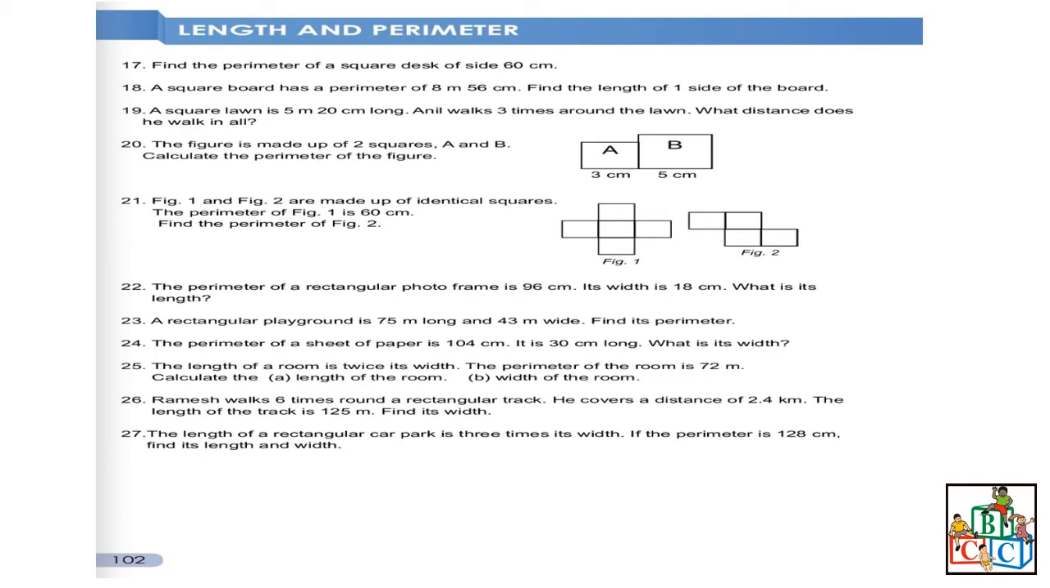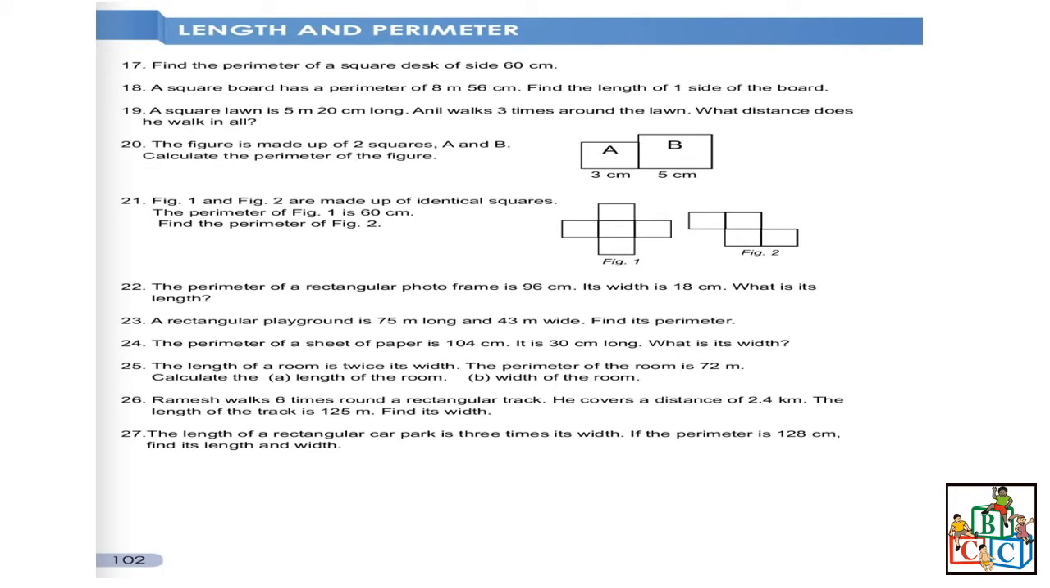Let us move on. Exercise 21. Figure 1 and figure 2 are made up of identical squares. Identical meaning the same sides of squares. The perimeter of figure 1 is 60 centimeters. As you can see, figure 1, and you have to find the perimeter of figure 2.